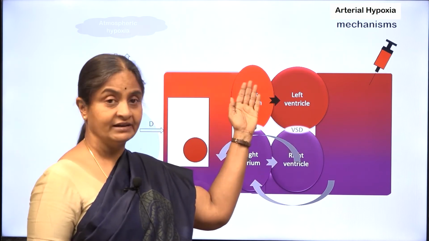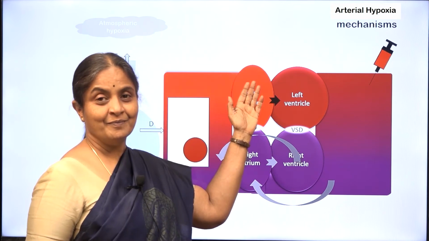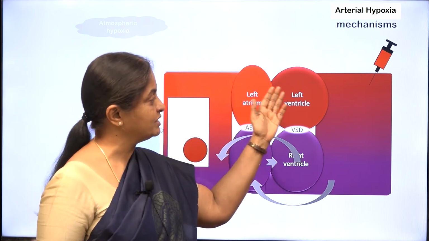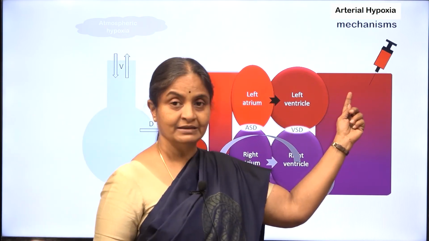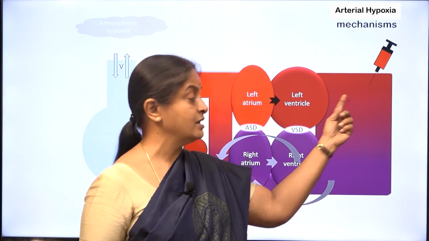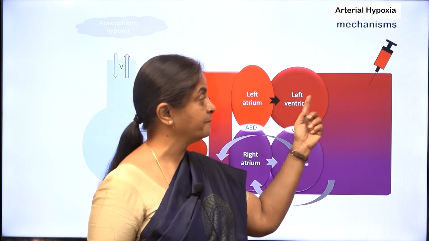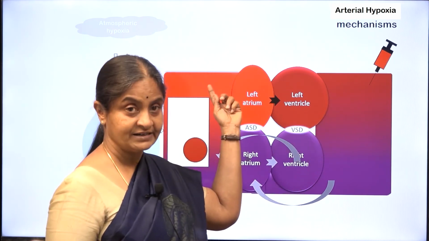Therefore, up to left atrium, you have bright red blood, which means oxygenation is normal. It is only beyond that, because of admixture of venous blood, you get blood that is less saturated. Oxygen saturation is less than normal because of admixture with venous blood. That's why I've shown it as a dusky color here as opposed to the bright red here.